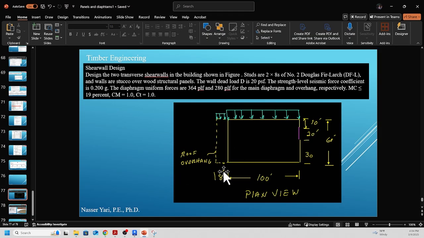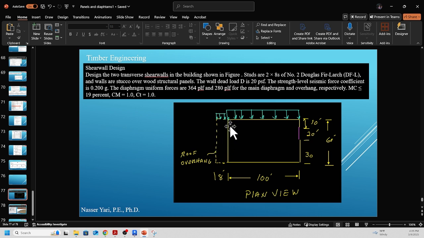So this is the plan view of the same Revit model. You got 100 feet, 8 feet overhang, and then we have this diaphragm uniform force, which is basically Fx. And for how we calculate this seismic force, watch my previous video. This is about 364 pounds per foot, and this overhang one is 280 pounds per foot.